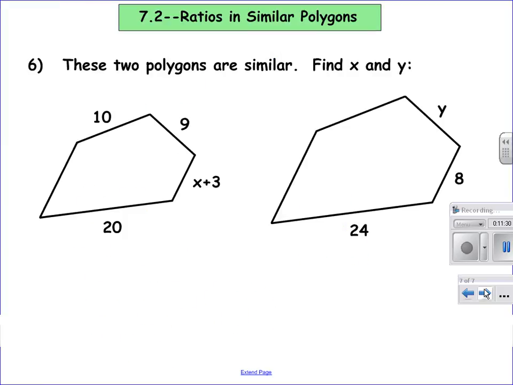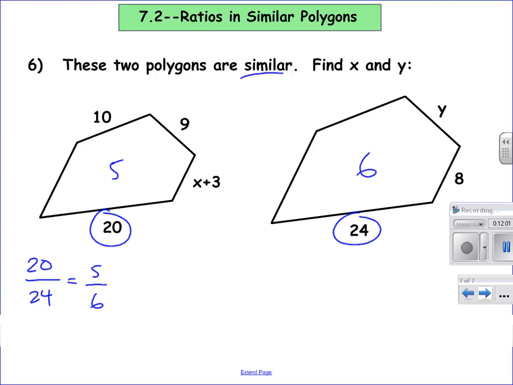Okay, last one. Okay, again, these two polygons are similar, yay. Find x and y, okay? So let's see, so we need some sort of scale factor here. And we get matching pieces here and here. So 20 to 24 is my scale factor. Can I simplify that? Why, yes. 4 goes into 20 5 times, and into 24 6 times. So 5 is to 6. And on a quiz or test, it's nice. Just mark your figures that way. So small is to big, 5 to 6, and big to small, the scale factor is 6 to 5.